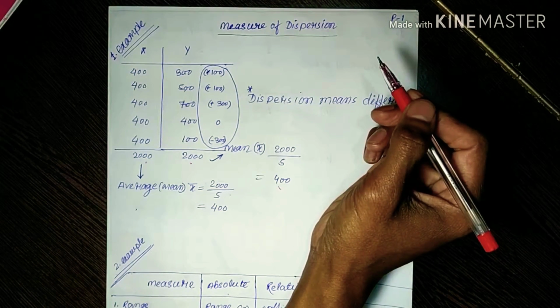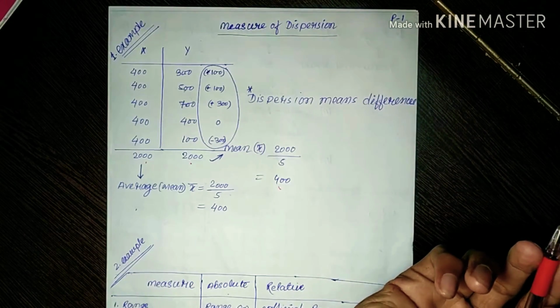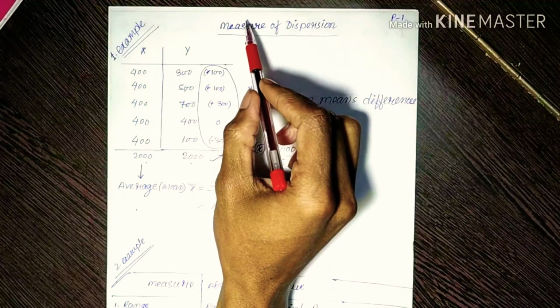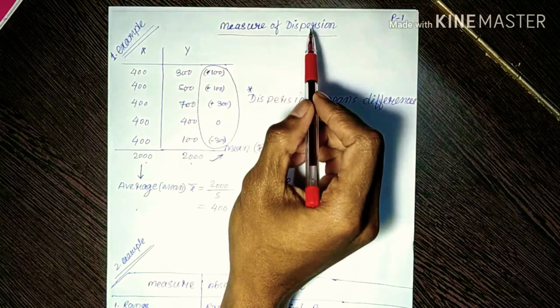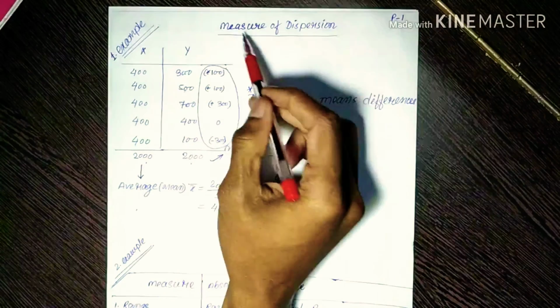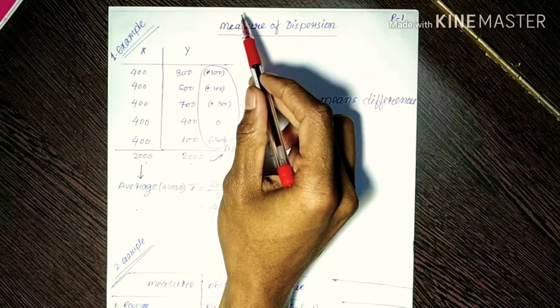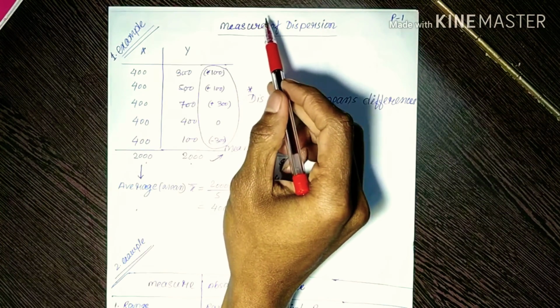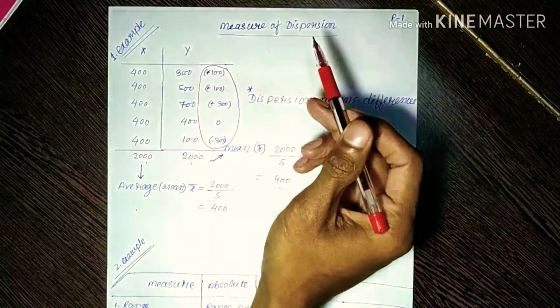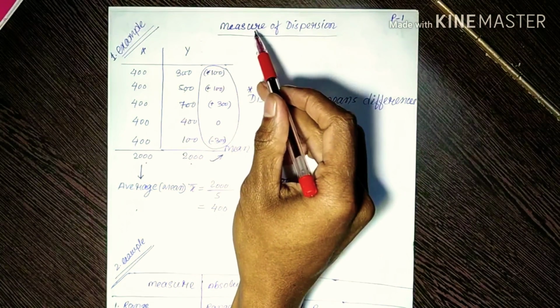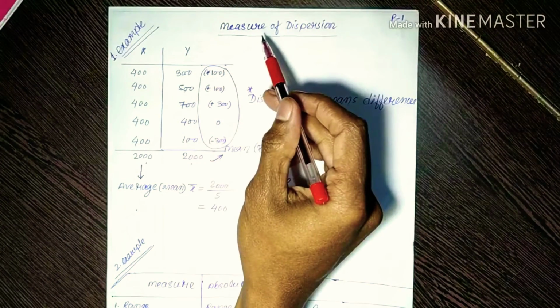So let's start. First of all, there are 2 words. Number 1, measure, and second one is dispersion. Measure means measuring something, calculating something, that means finding the weight, finding the value. That is measure. As you all know, we have heard measurement various times.